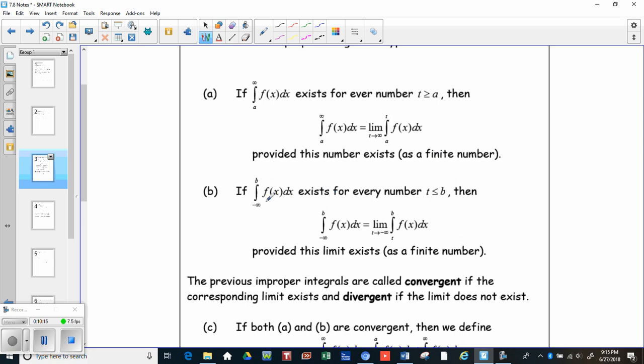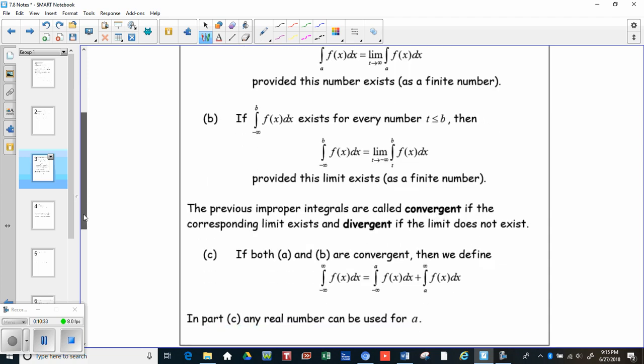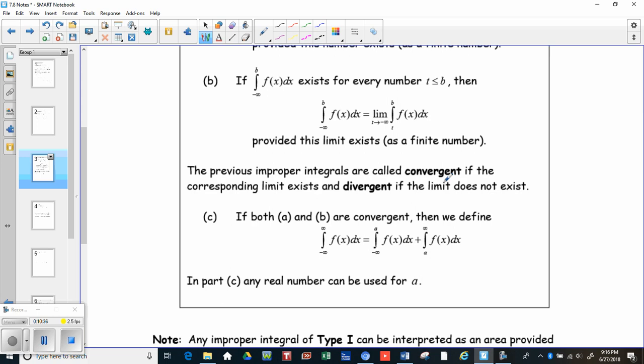If for some reason you start at negative infinity and then you go to b, so we're just switching the ends of the infinities, then you replace the negative infinity with the t, and it's the same exact idea. If this limit exists for a or b, meaning you get a finite value, this is what is called convergent.